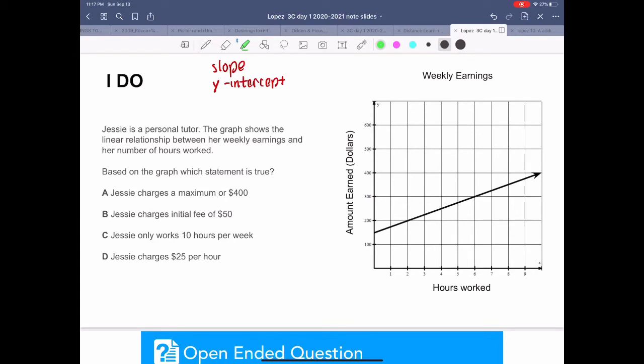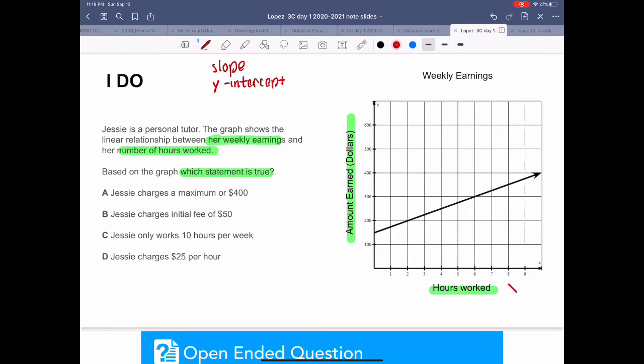Jessie is a personal tutor. The graph shows the linear relationship between her weekly earnings and her number of hours worked. So those are our 2 variables right there. Based on the graph, which statement is true? So first off, I'm going to go ahead and look at my graph so I could figure out which one represents my x and which one represents my y. So I already have those established.